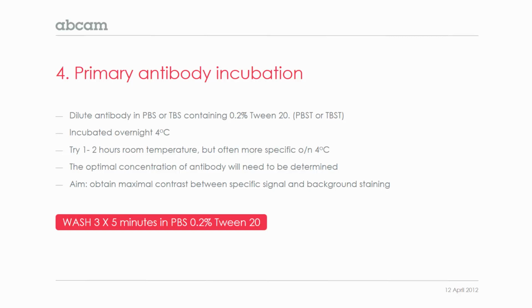The optimal concentration of the antibody will need to be determined. There will be some recommendations on manufacturer data sheets, but you may find that you need further optimization from there. The aim of that optimization is really to obtain the most contrast between the specific signal and any background staining that you have. And use of a positive and negative control can really help there. After this step, again, you'd wash the cells.